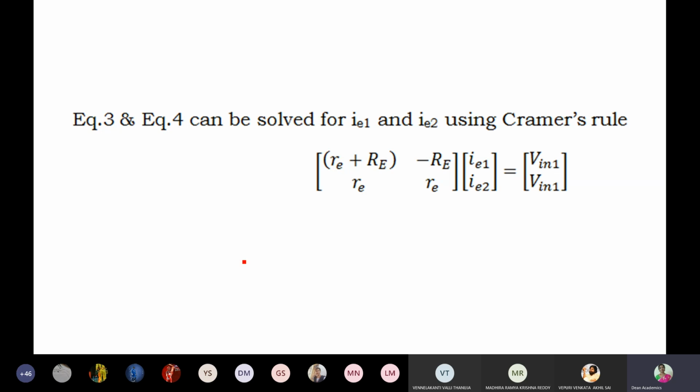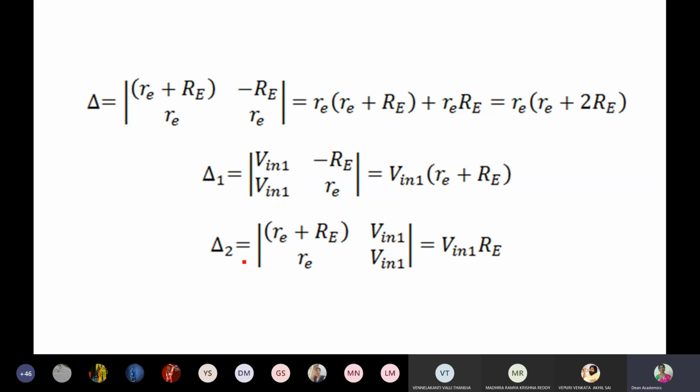If you are not able to follow, it means if you listen, you will follow, but if in between you deviate, you cannot follow. So such people, don't deviate. You please note down this. And from this, just now your friends have mentioned what is delta, what is delta 1 and what is delta 2.